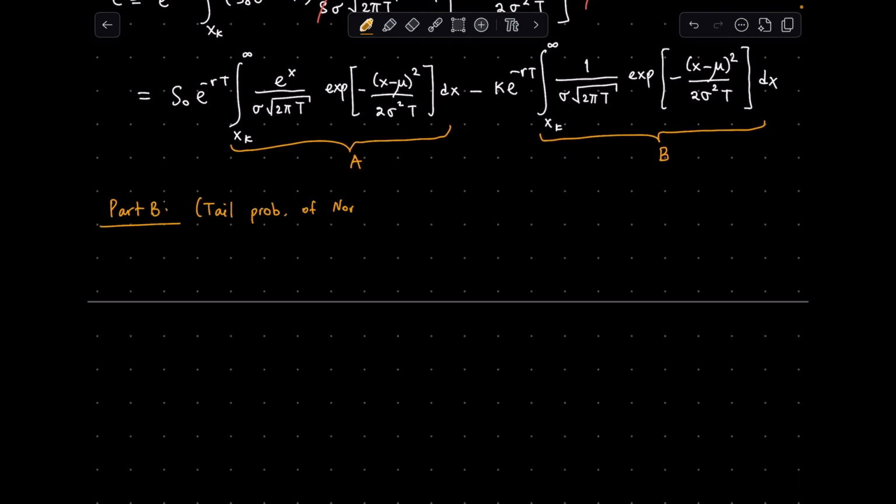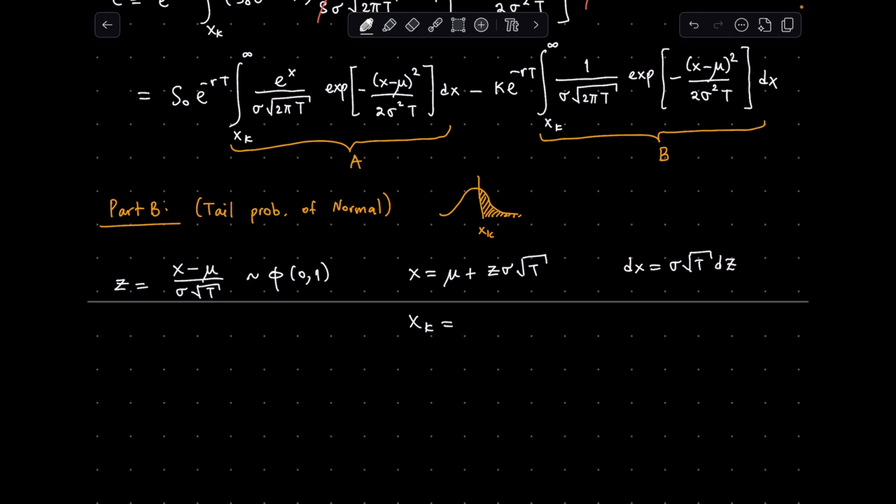We see that this integral is just the tail probability of a normal PDF. To simplify this, we need to do another change of variable. Let's call z equal to x minus mu divided by sigma times square root of t. Then this becomes a variable from a standard normal PDF. Then we can obtain x, dx, and xk to plug in the integral b.